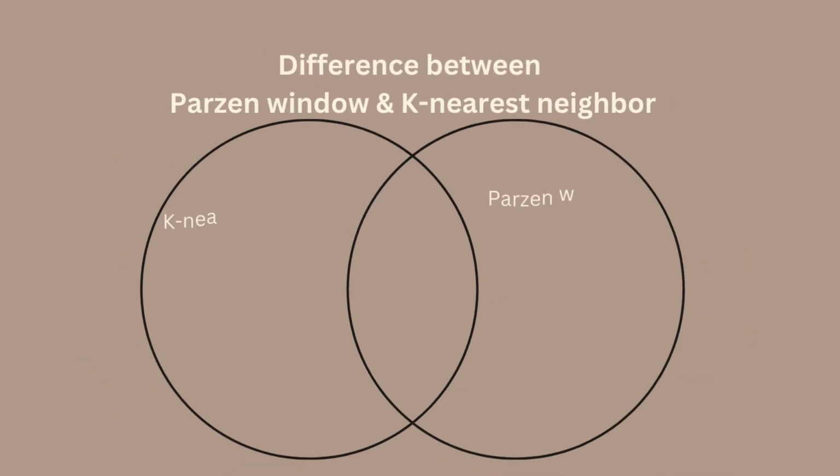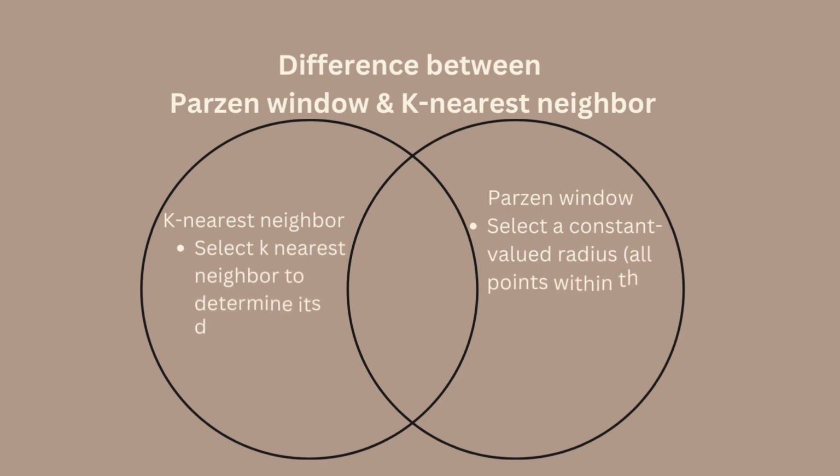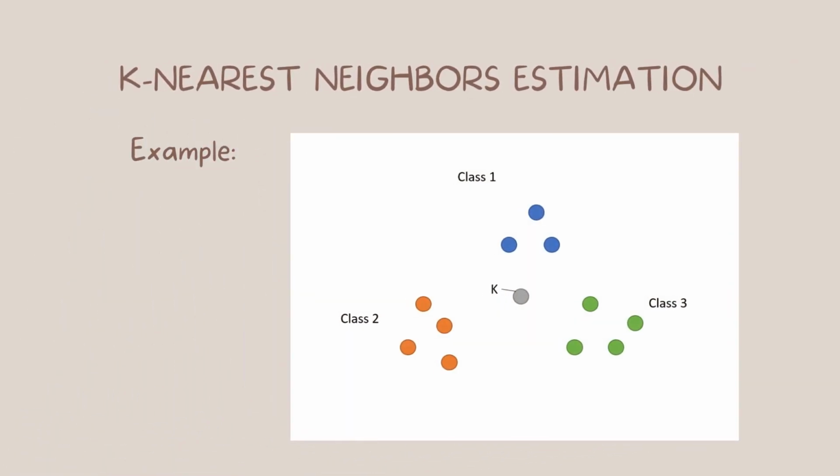So you probably will question what is the difference between Parzen window and k-nearest neighbor. For k-nearest neighbors, it selects k to determine its decision boundary. For Parzen window, it selects a constant value radius, which means that all points within that radius are considered as the neighbors. So here is an example for kNN estimation.